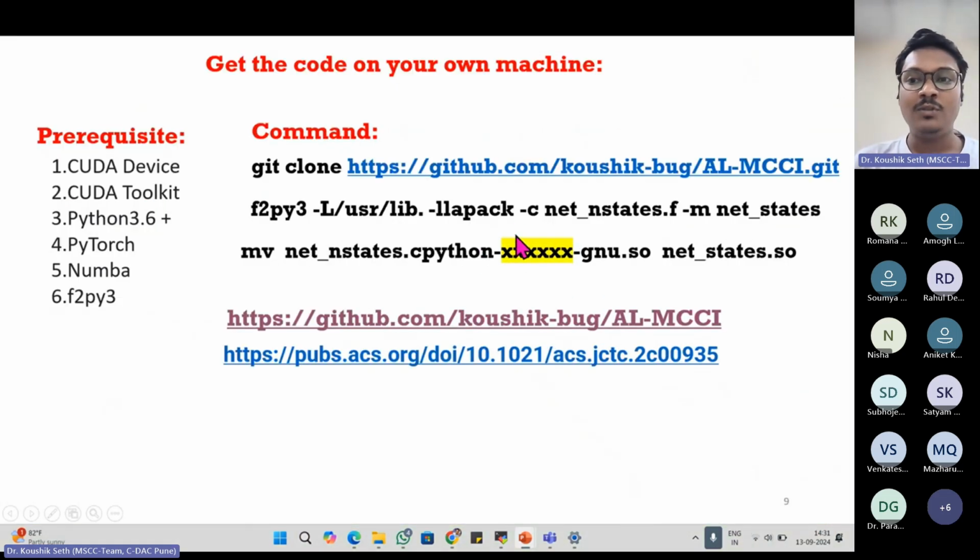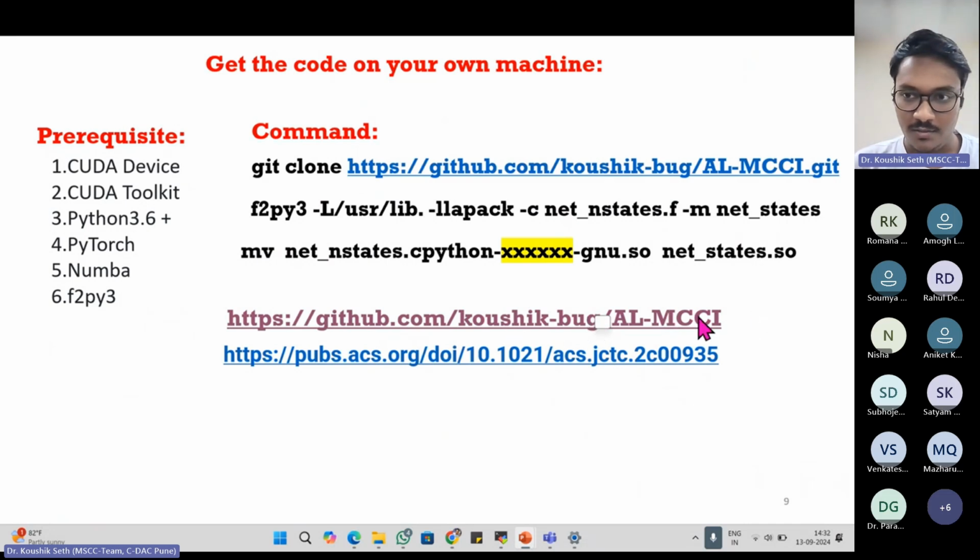Our code also uses Fortran code, because most of the time Fortran is much faster than Python for any unit of computation. So a large part of the computation is in Fortran. F2PY3 is used to change the Fortran to Python, and then we move to that code with a particular name to run, because F2PY3 has different versions with different names, so we need to change that. For a better idea, please go to the GitHub page.